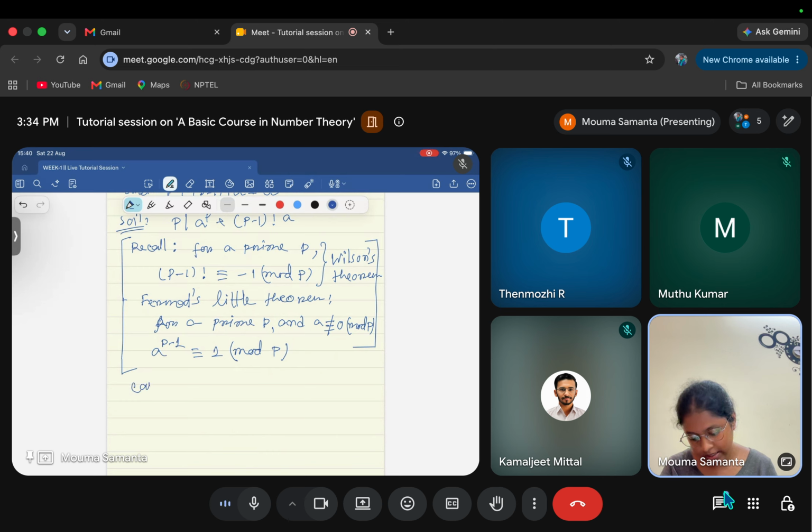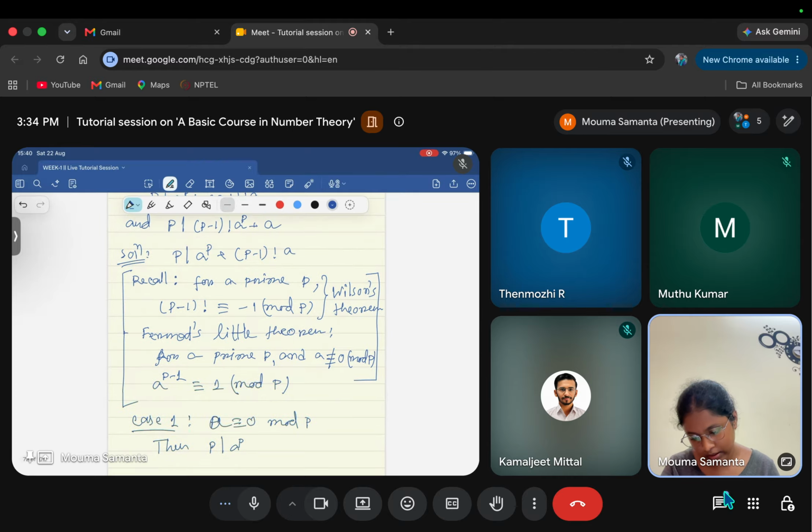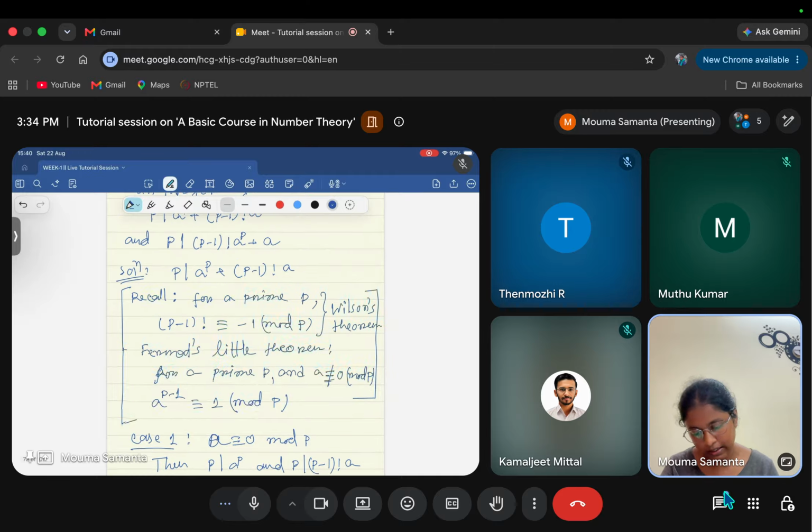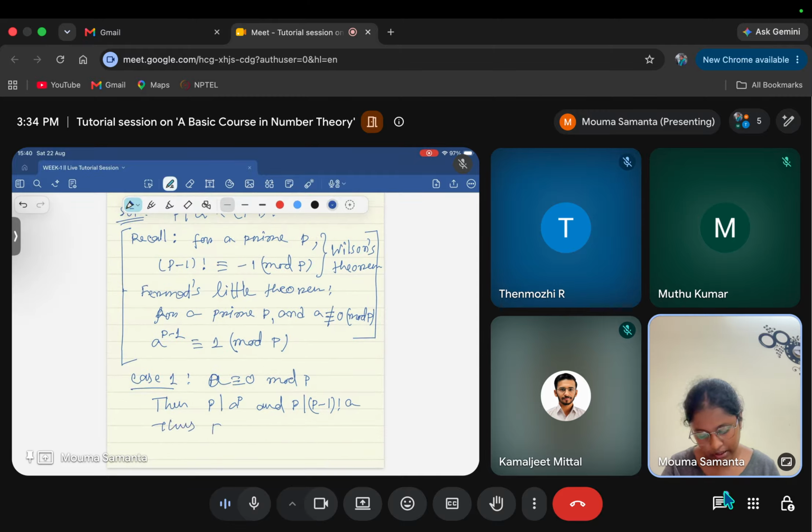So case 1 is a congruent to 0 mod p, then p divides a power p and p divides p minus 1 factorial times a. Thus p divides a power p plus p minus 1 factorial times a. So in this case we don't have any problem.